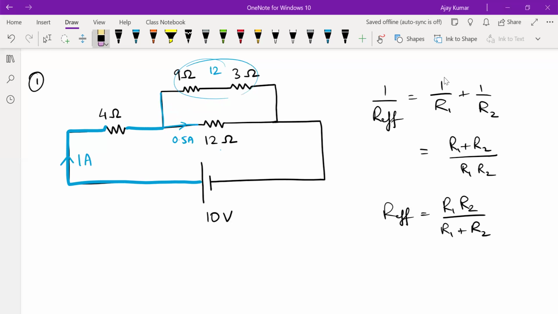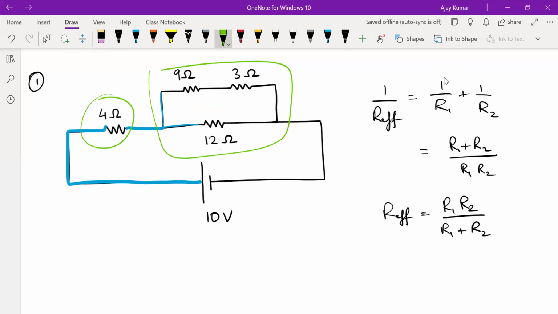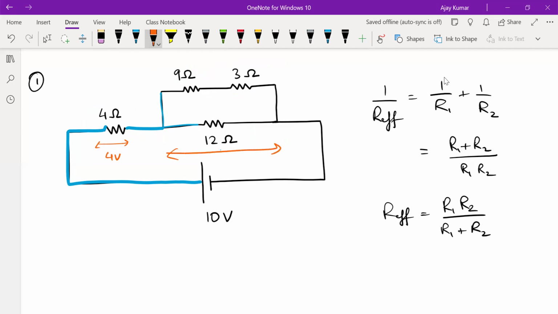Okay. You can use the ratio also without taking this current. I mean, without finding effective resistance and all, you can directly use the ratio. How to do that? See, what are connected to the battery? On one side, this 4 ohm is there. On the other side, this combination is there. 9 and 3 become 12. 12, 12 become 6. So 4 and 6 are in series. They are connected to the 10 volt battery. If two resistors are connected in series to a battery, then the potential gets distributed in the ratio of resistances, 4:6. So this will get 4 volts and this combination will get 6 volts.